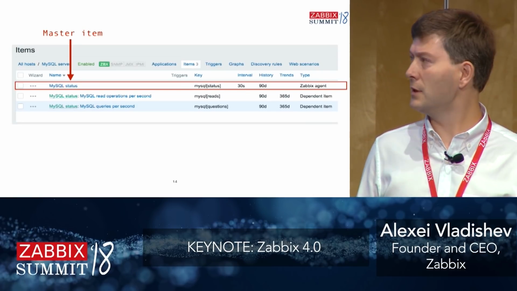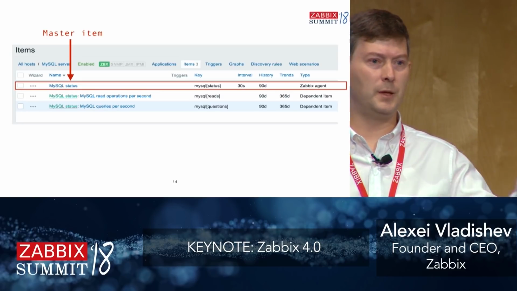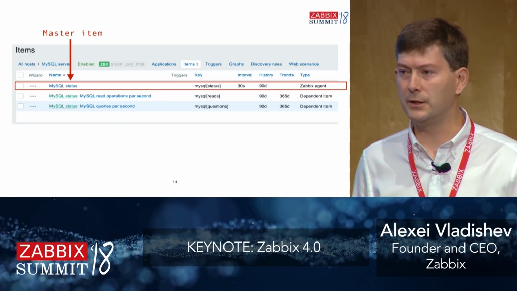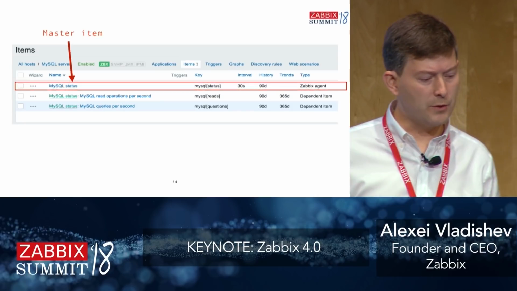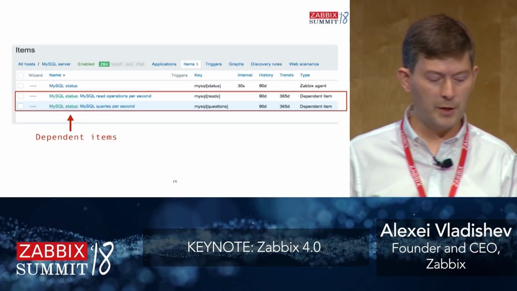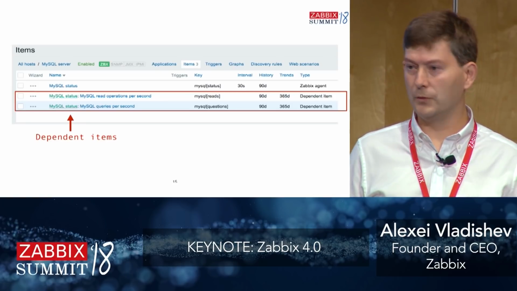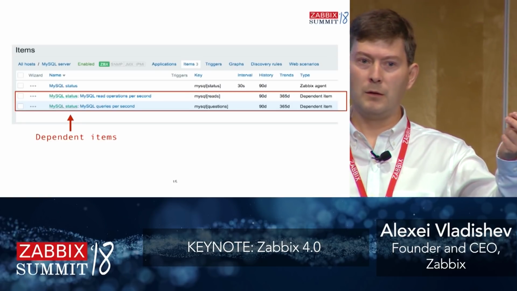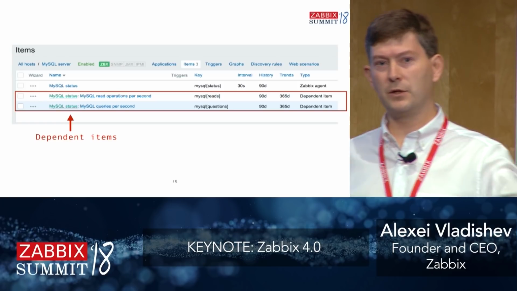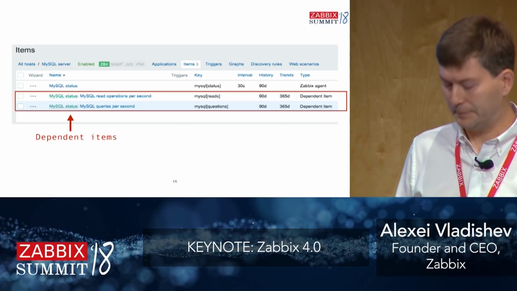So we have some sort of master item, the item that gets this information. It could be a Zabbix agent, Zabbix wrapper, any type of item. And then we also have so-called dependent items. In my case, this is MySQL read operations per second, MySQL queries per second. Those dependent items rely on data collected by the master item. They do the data extraction themselves.